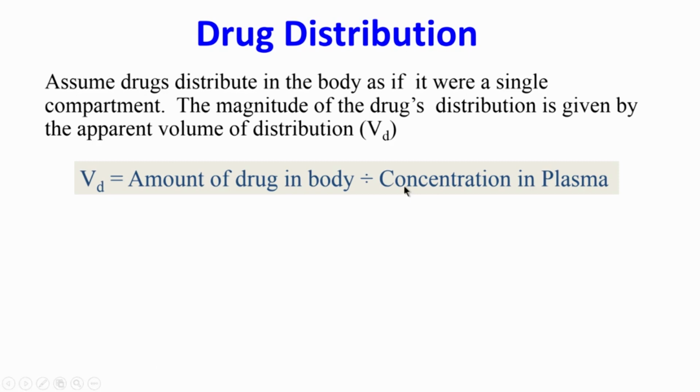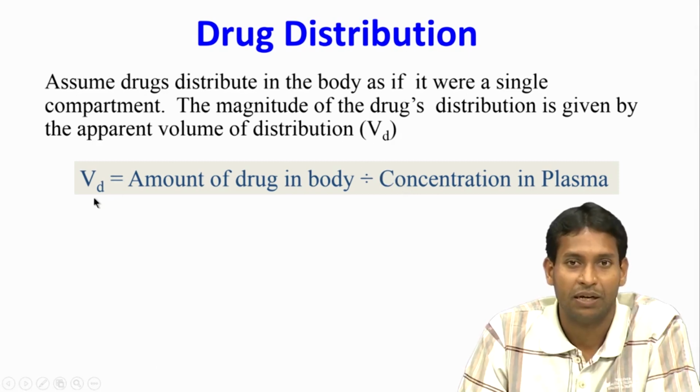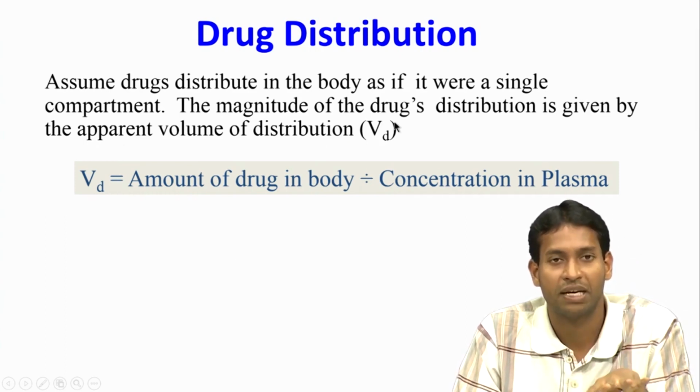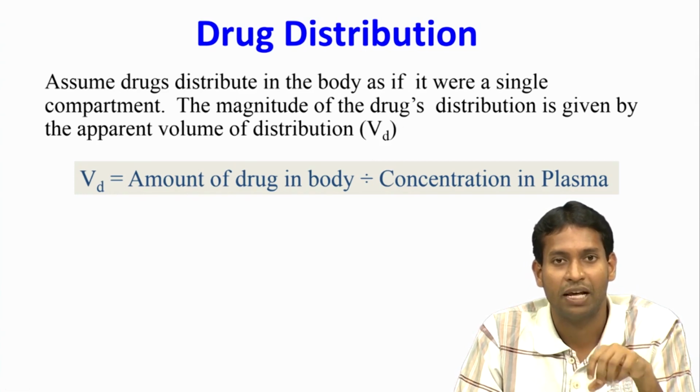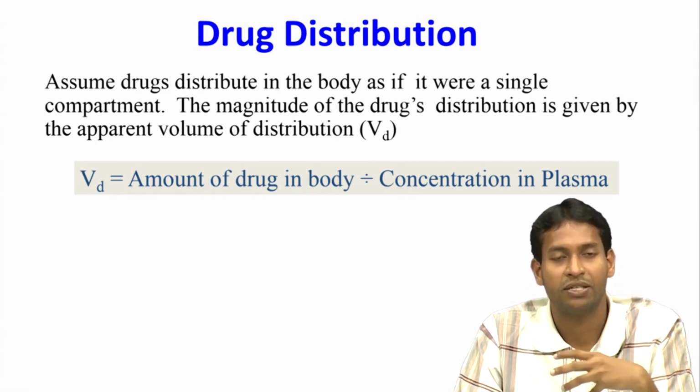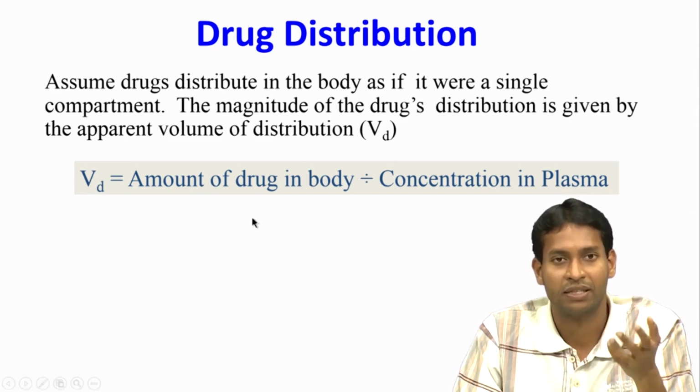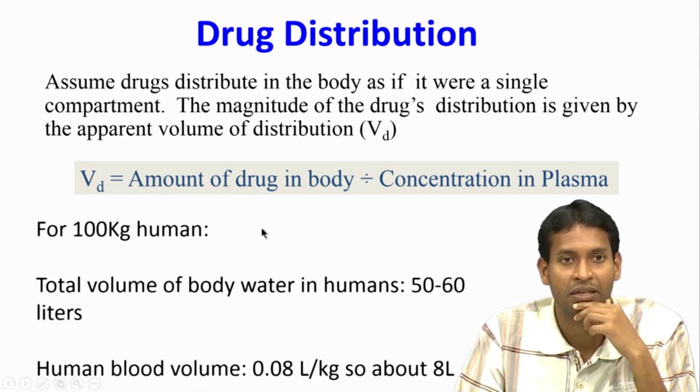To do that, we define a term called VD, which is essentially the amount of the drug in the body divided by the concentration in the plasma. This is called the apparent volume of distribution. It is just an arbitrary value with no physical meaning, but it helps doctors and engineers understand how the drug is distributed in the body and where it is compartmentalized.